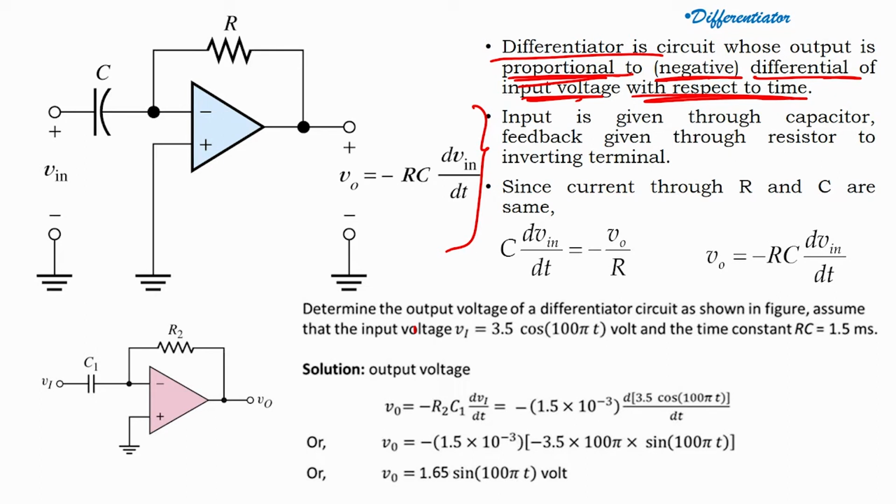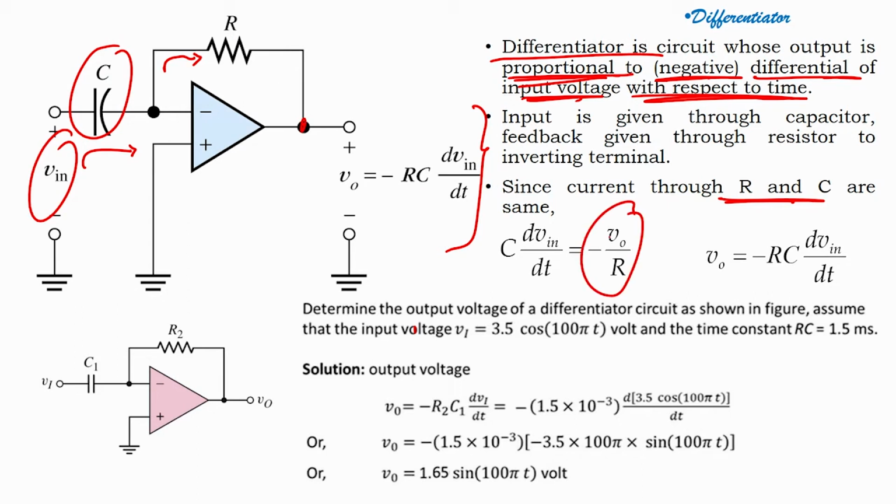Since the current through R and C is the same, the current through here and the current through here would be the same. I can write the current equation as C into dV in by dt equals minus VO by R. From here, the equation of VO will be minus RC dV in by dt. Very easy, extremely easy.